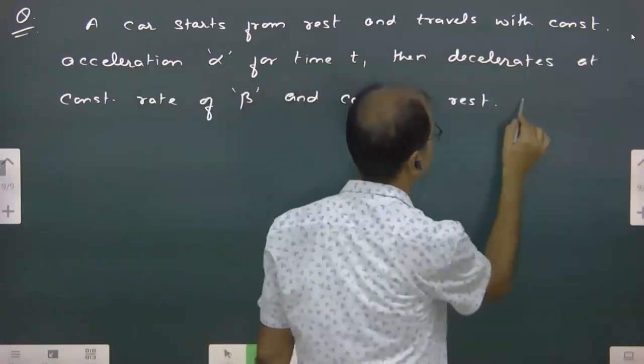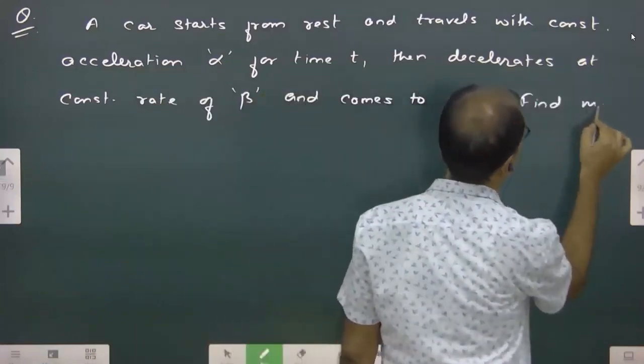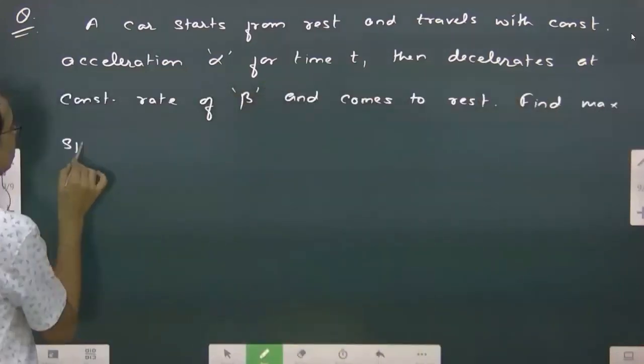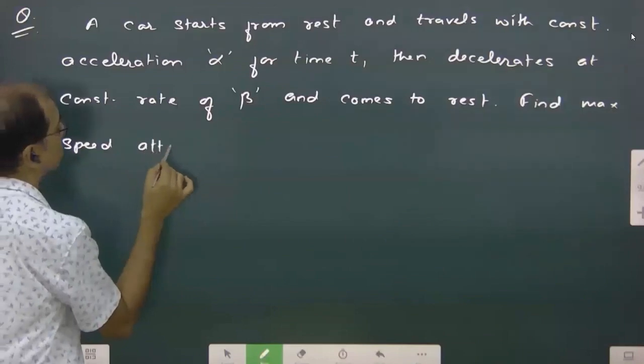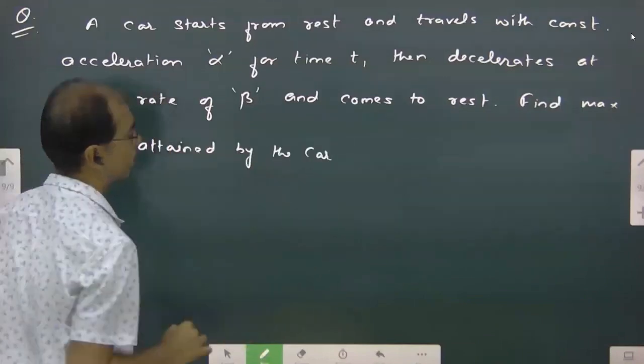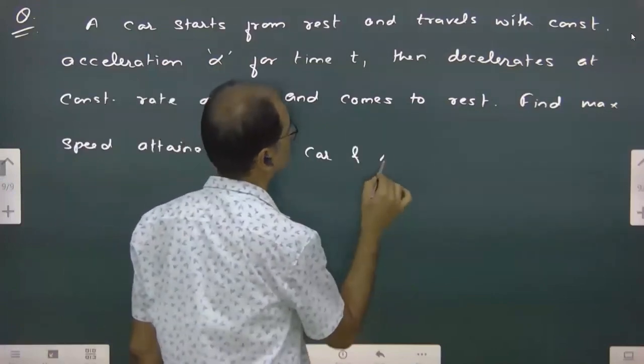Find the maximum speed attained by the car and its total displacement.